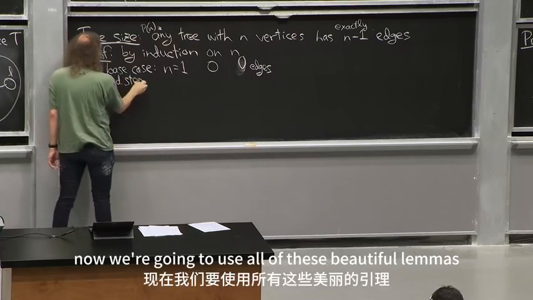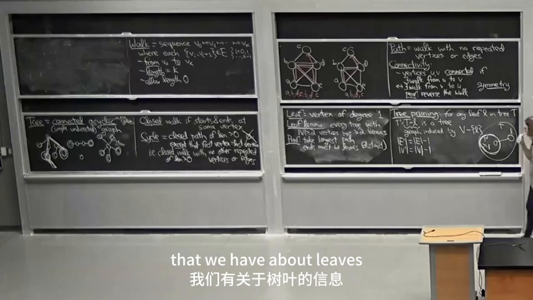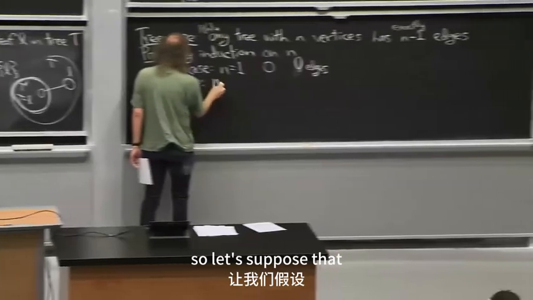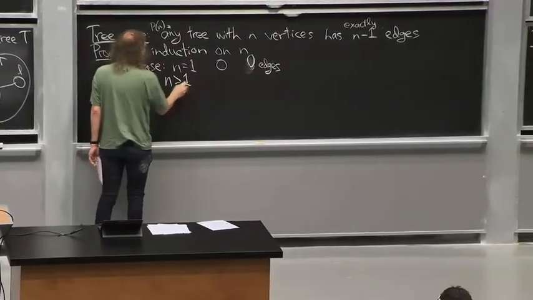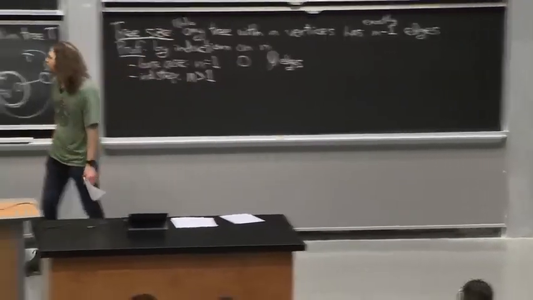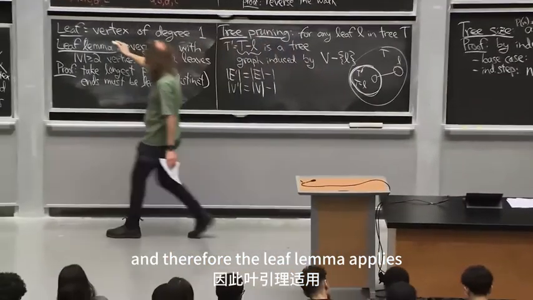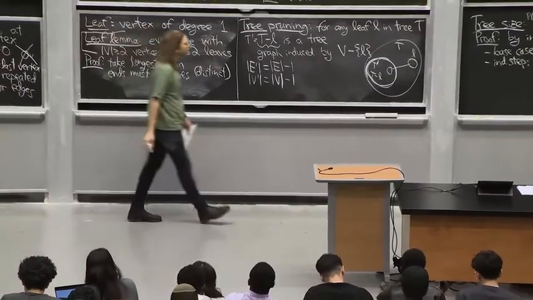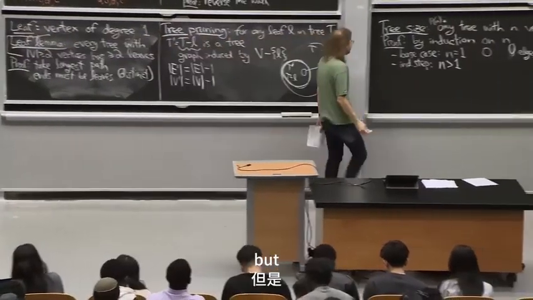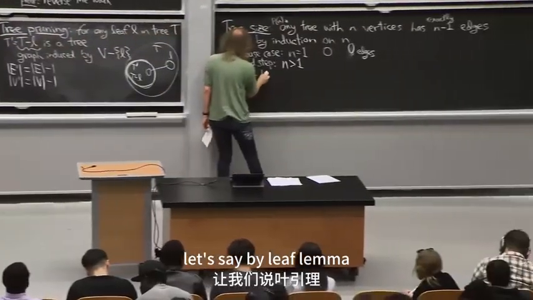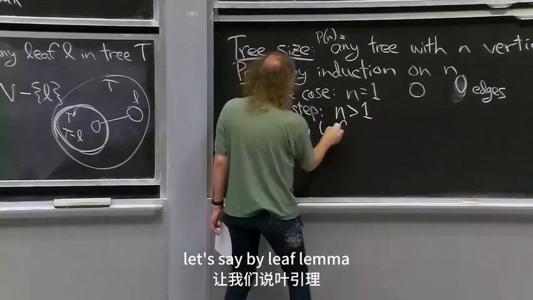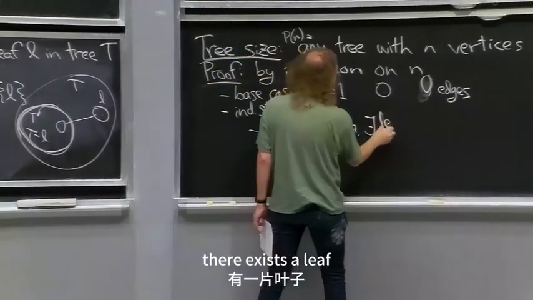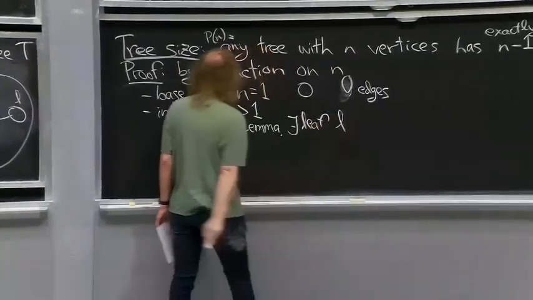Now we're going to use all of these beautiful lemmas that we have about leaves. So let's suppose that n is bigger than 1. In other words, n is at least 2. And therefore, the leaf lemma applies. It says if you have n at least 2, you have at least 2 leaves. I actually only need one of them. But let's say by leaf lemma, there exists a leaf, and let's call it L.